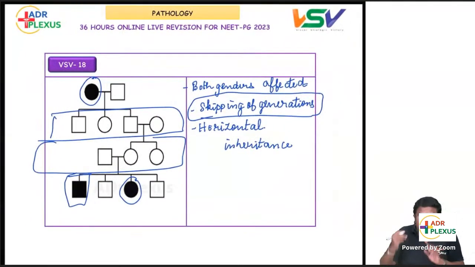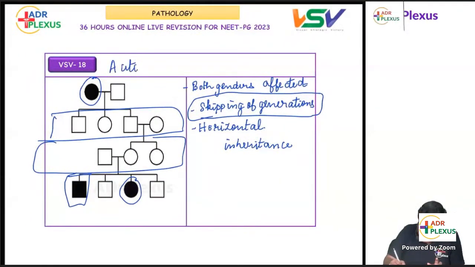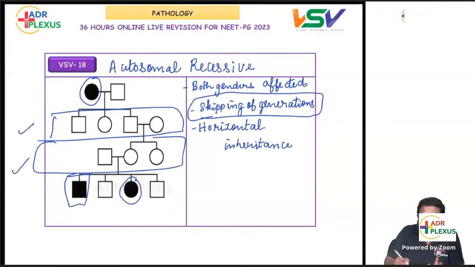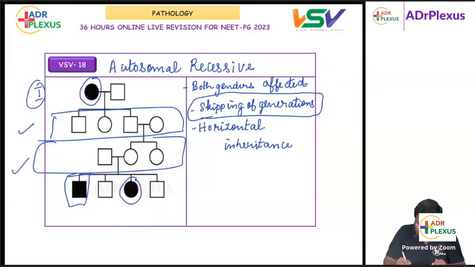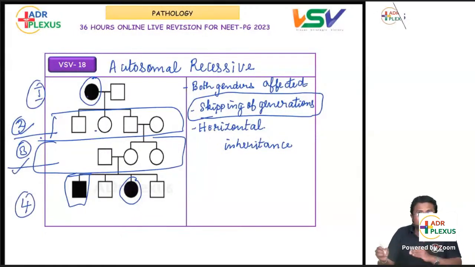In autosomal recessive, what happens? Both males as well as females are affected, and there are some generations in which you are not seeing any person affected by the disease. Skipping of generation. See, in the first generation, one person is affected. In the second generation, nobody is affected. Third generation also, nobody is affected. But in the fourth generation, a few people are affected. So that means there is skipping of generation.